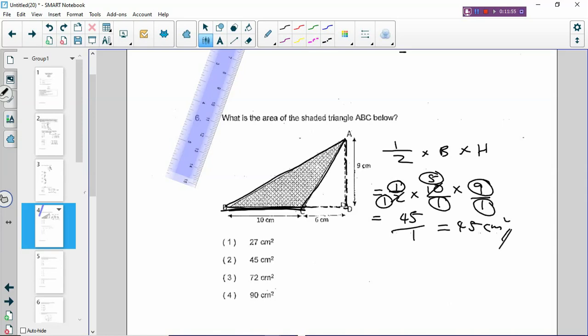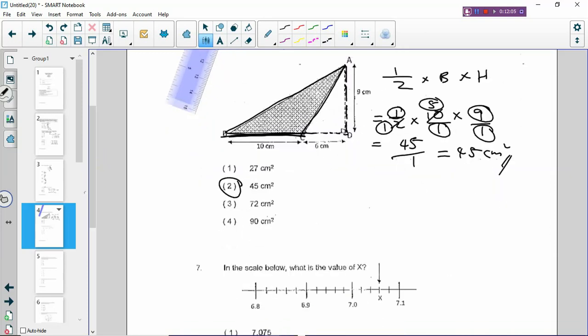So the lesson here is shortcut: you cancel so that you can work faster. Otherwise, you'll be spending more time on workings because you have big numbers. So you cancel to make the numbers smaller.